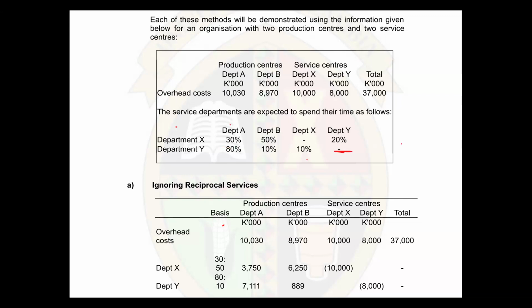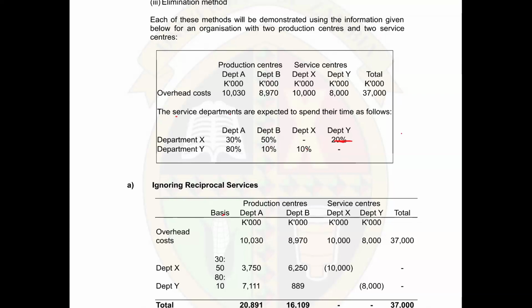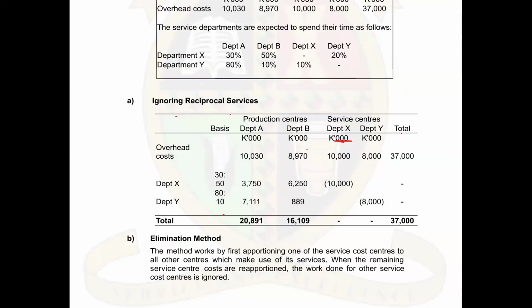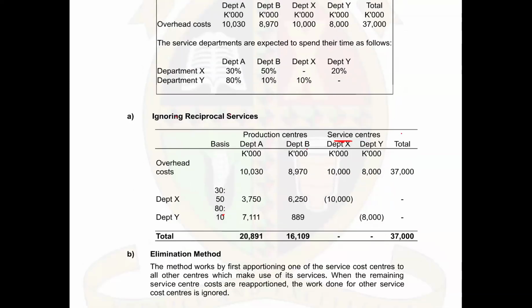Consolidating these, you have 100%. So now the question of the day is, how are we using this? We are using the first approach. The first approach is where you ignore the reciprocal services. What we mean by ignoring reciprocal services is that a service department is not sharing to any other service department.